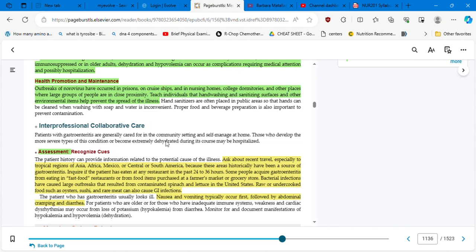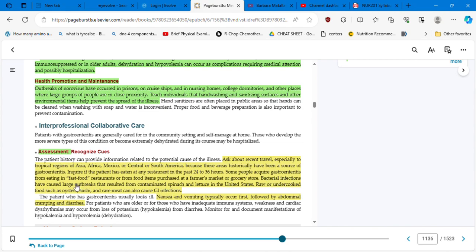Assessment. Ask about recent travel, especially to tropical regions of Asia, Africa, Mexico, or Central or South America, because these areas historically have been a source of gastroenteritis. Inquire if the patient has eaten at any restaurant in the past 24 to 36 hours. Some people acquire gastroenteritis from eating in fast food restaurants or from food items purchased at a farmer market or grocery store.